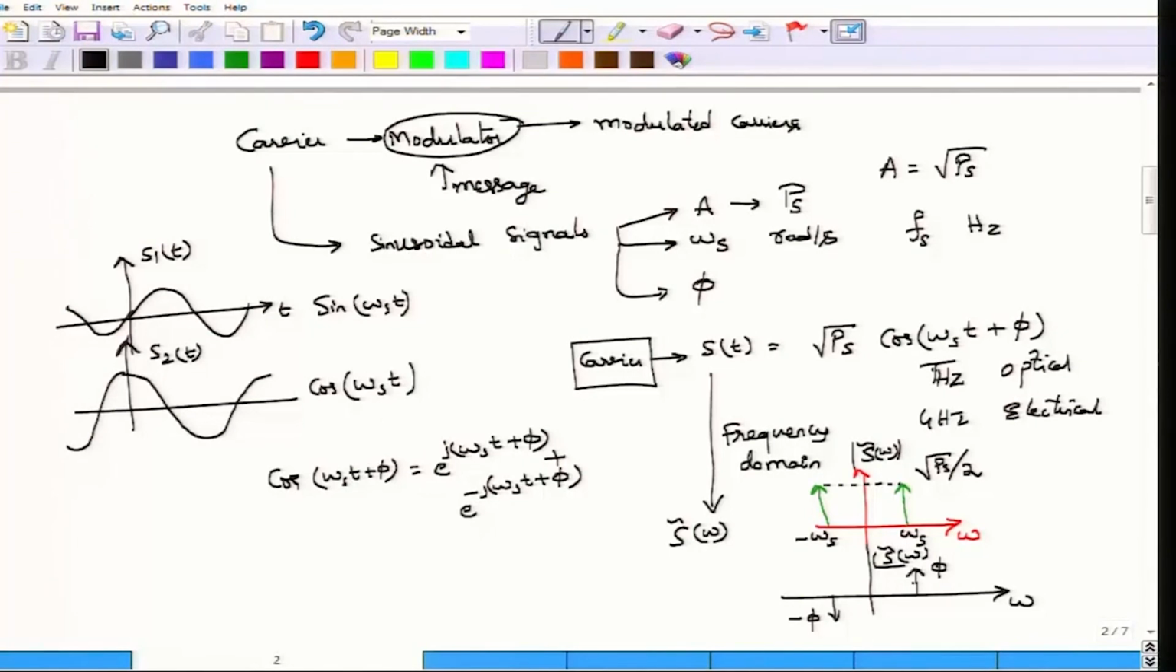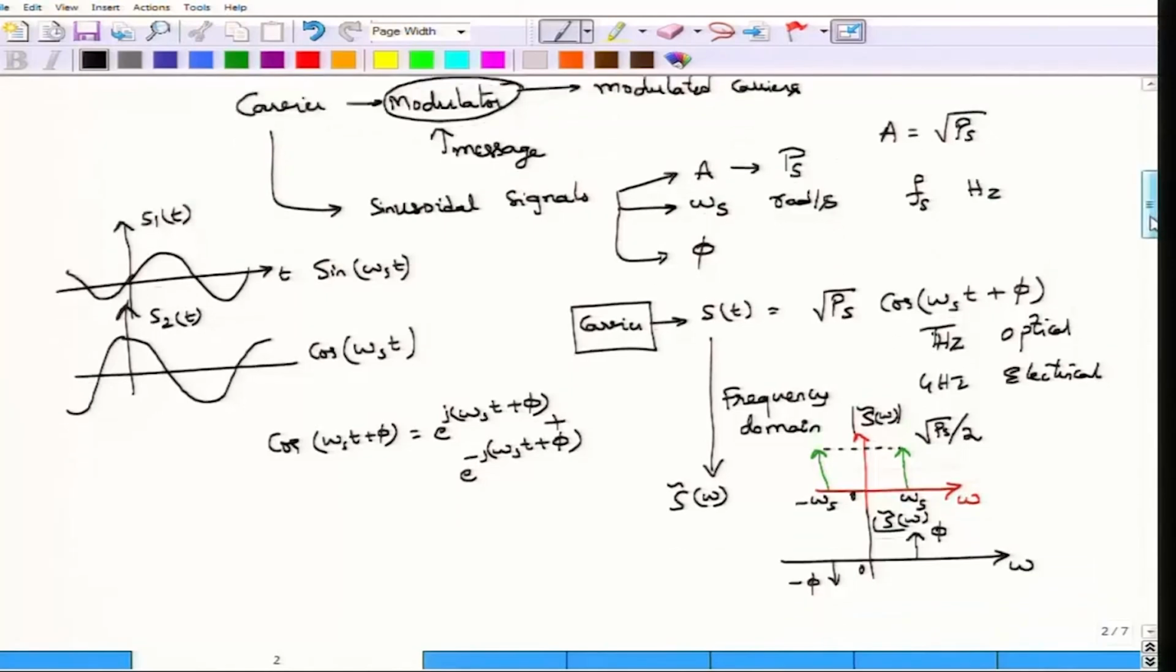You can switch the phase relationship, calling this −φ and this +φ, but they have to be antisymmetric with respect to each other, whereas their magnitudes are symmetric with respect to 0 frequency. So, this is the 0 frequency. So, this characterization of a carrier applies equally well to an electrical signal or to an optical signal, and describes both in the time domain as well as in the frequency domain.